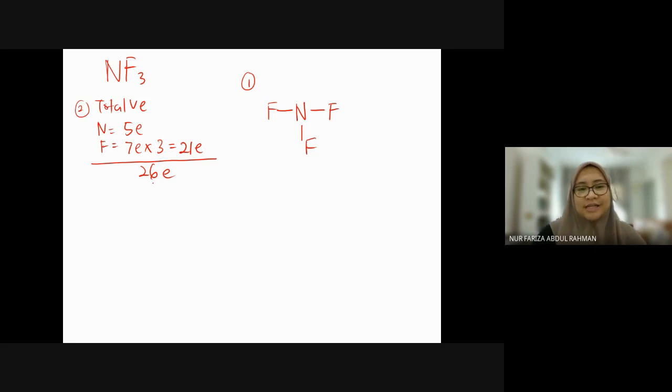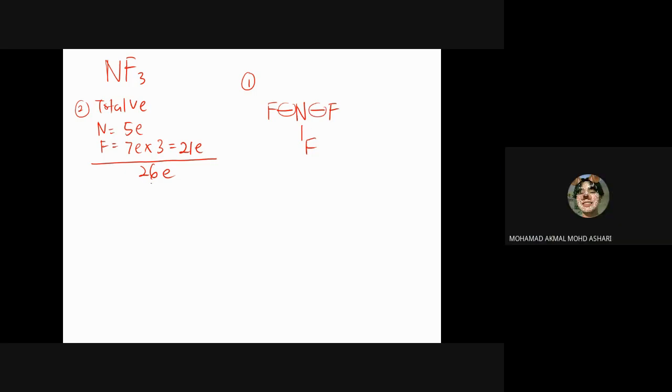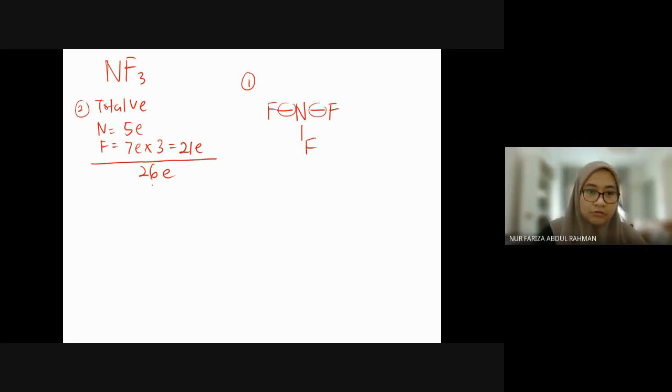26 electron. First step, kita kena minus the bonding electron. Dia kena follow step. Kena start dengan bonding electron dulu. Kita remove the electron for bonding electron dulu. So how many bonds we have here? So we have 3. So 3 times 2 electron is equal to 6 electron. We use 6 electrons, so minus, so this one should come from bonding electron. So we have 20 electron extra.